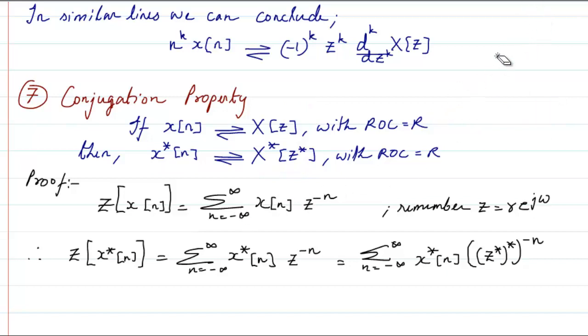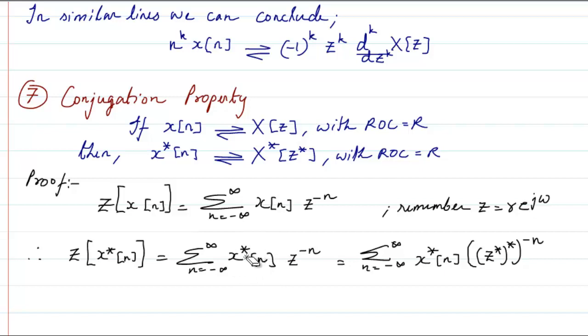let us prove this. We already know that the z transform of x of n is given by this particular formula, summation n from minus infinity to infinity, x of n z raised to power minus n. Then to take the z transform of x conjugate of n, instead of x of n I will substitute x conjugate of n. That's all.